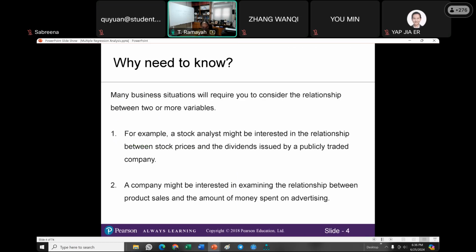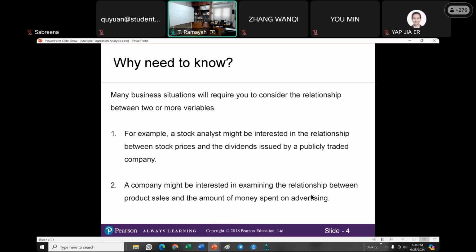Why do we need to understand multiple regression? When we do analysis, sometimes we want to know the effect of one independent variable on a dependent variable. For example, here we want to see the effect of stock price on the dividends issued. We have one independent variable and one dependent variable. Or we want to see the relationship between product sales and advertising. One independent, one dependent.